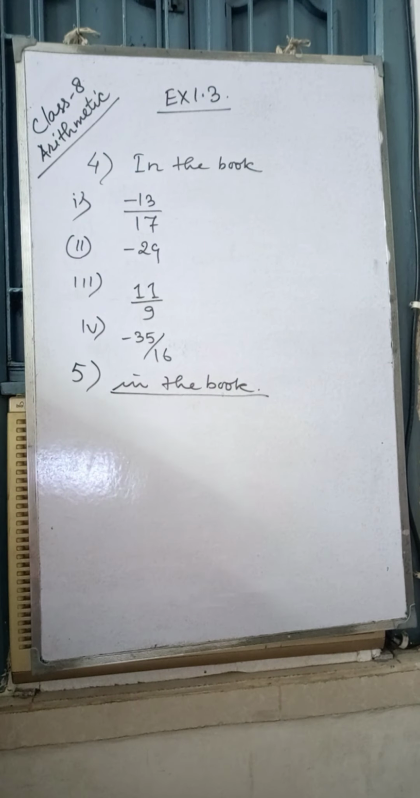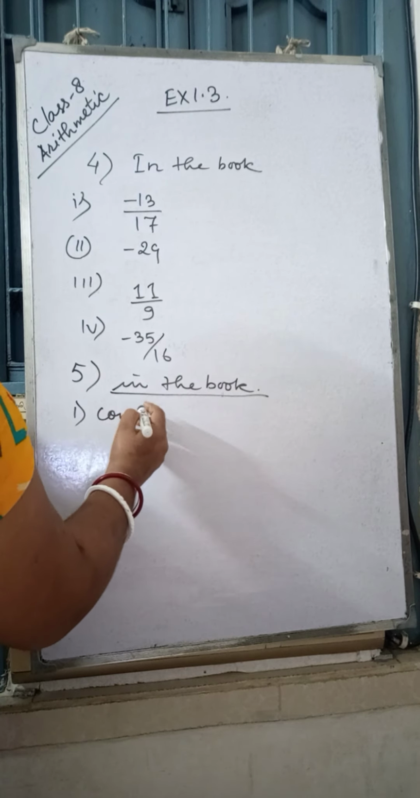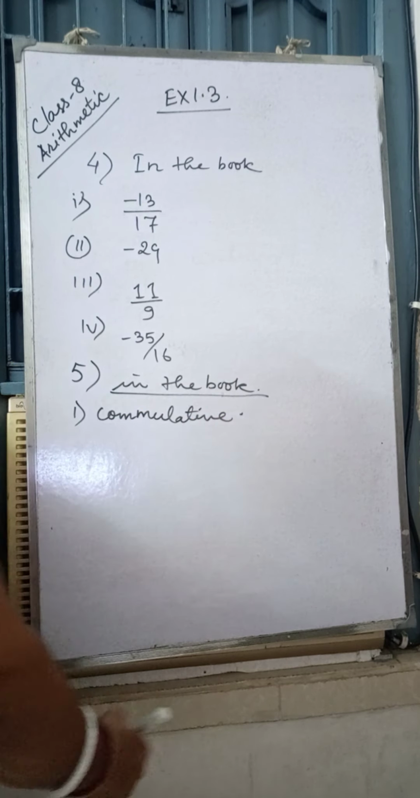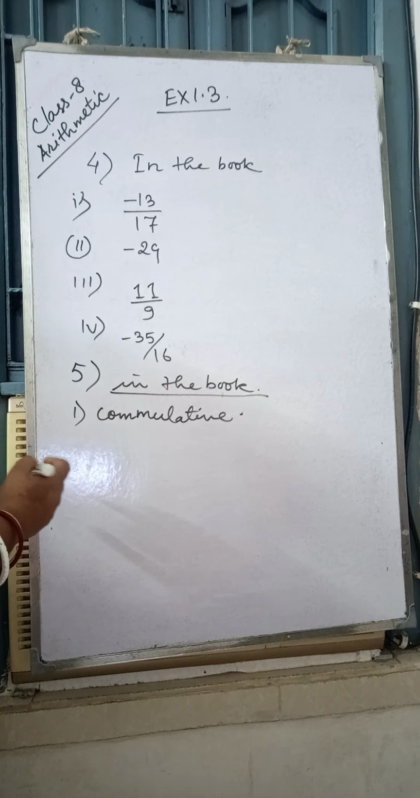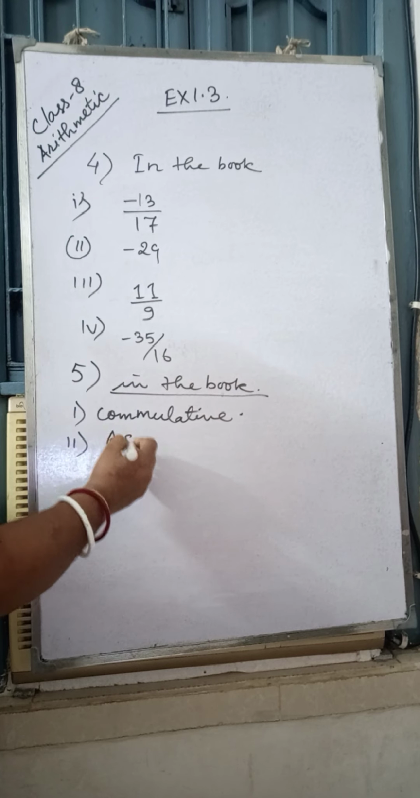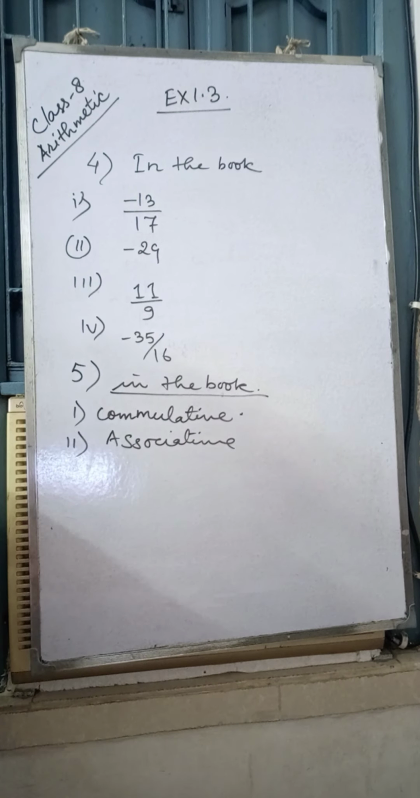Here they have given you certain sums and they have asked you to write the properties according to which this is written. The first one you can see, minus 3 by 4 into minus 9 by 5 is equal to minus 9 by 5 into minus 3 by 4. So which property is this? It is commutative property. A into B, B into A. Number 2, you can see there are 3 numbers grouped in a different way. So this is associative. So write it in the book itself.